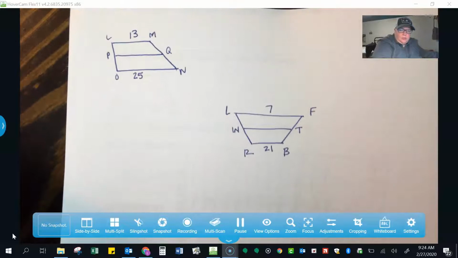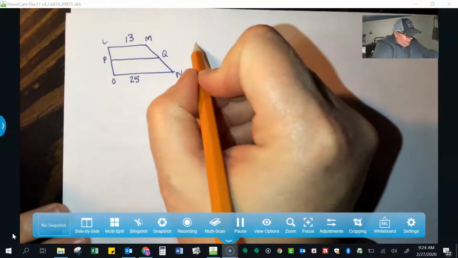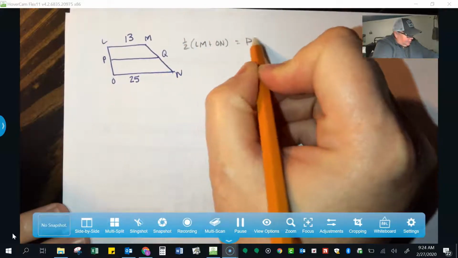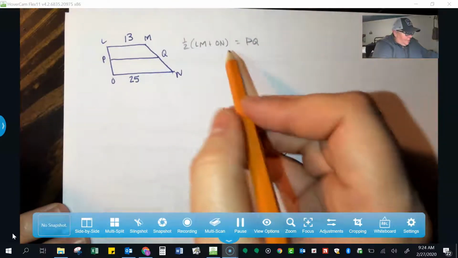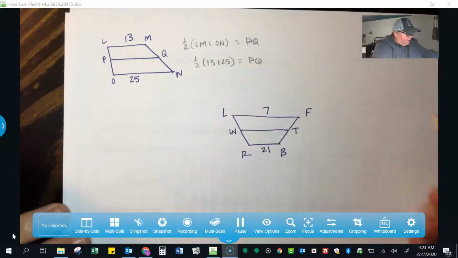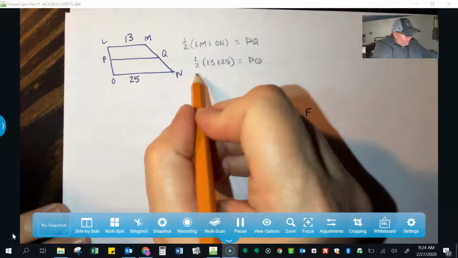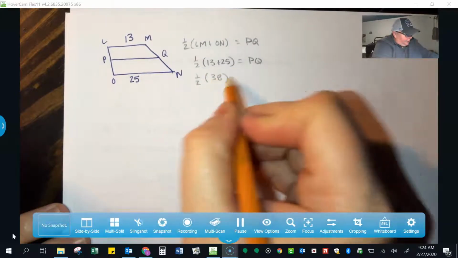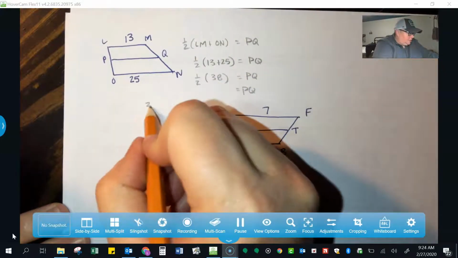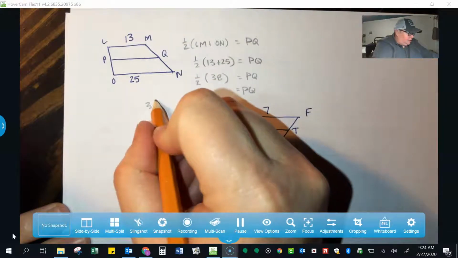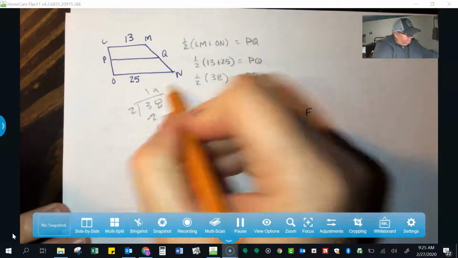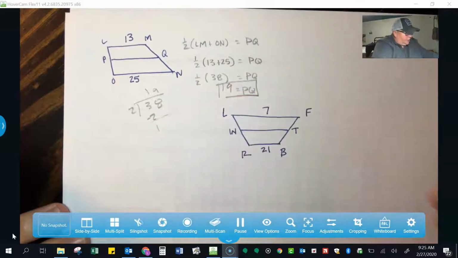So what we do here is we take LM and we add it to ON and we divide by 2, and that gives us PQ. Okay, so I'm going to say half of 13 plus 25 is the mid-segment. 13 plus 25 is 38. So half of 38 is the mid-segment. What's 38 divided by 2? Let's see, I'll have to do it the long way. 19. All right, so PQ is 19.